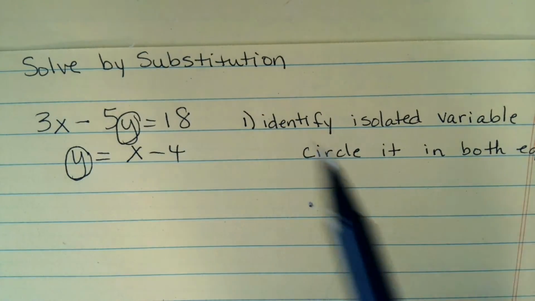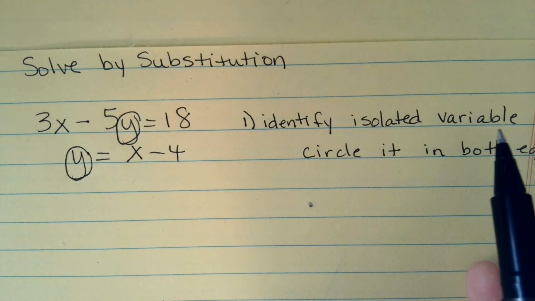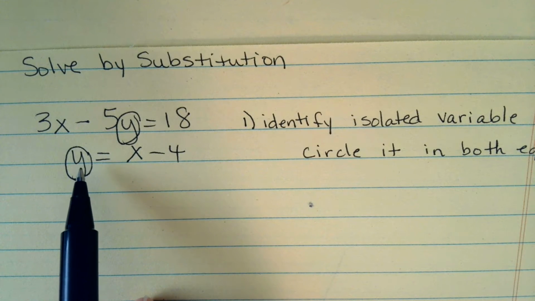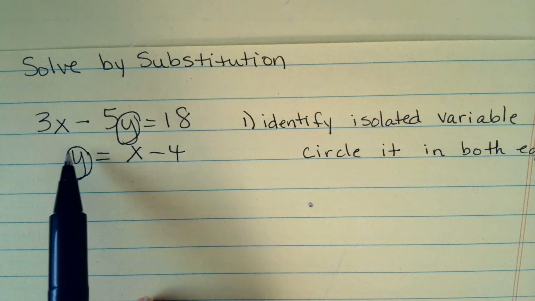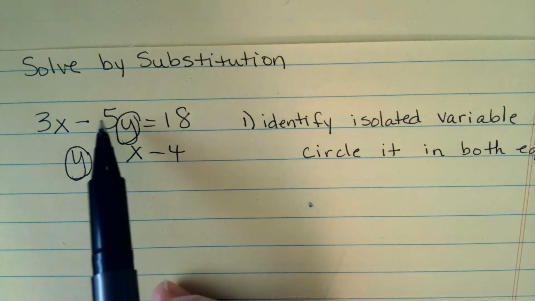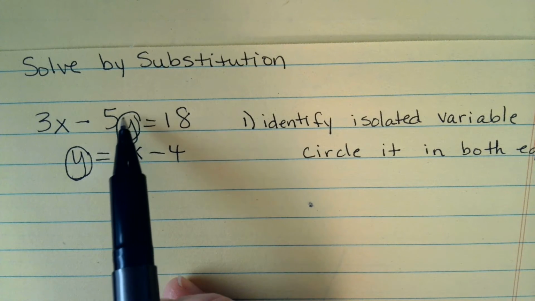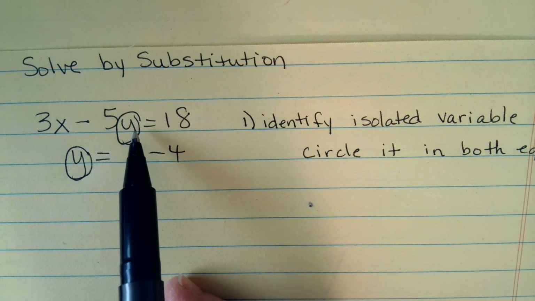Solving by substitution. Identify the isolated variable. The isolated variable was y, so I circled it in this equation. I should also circle it in the other equation, so I circled it here, but I did not circle the 5, just the y.